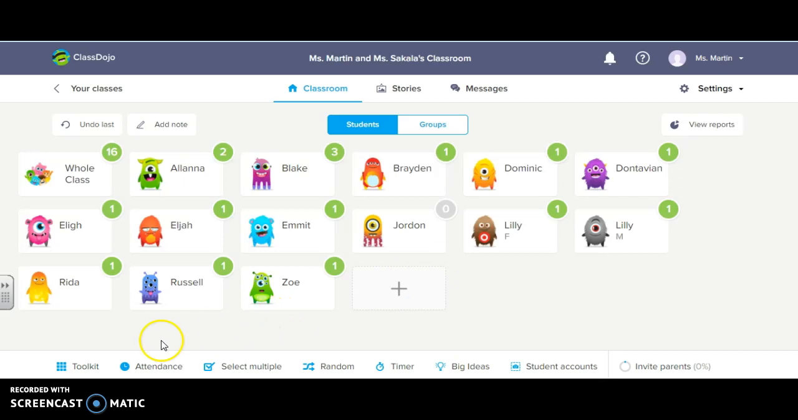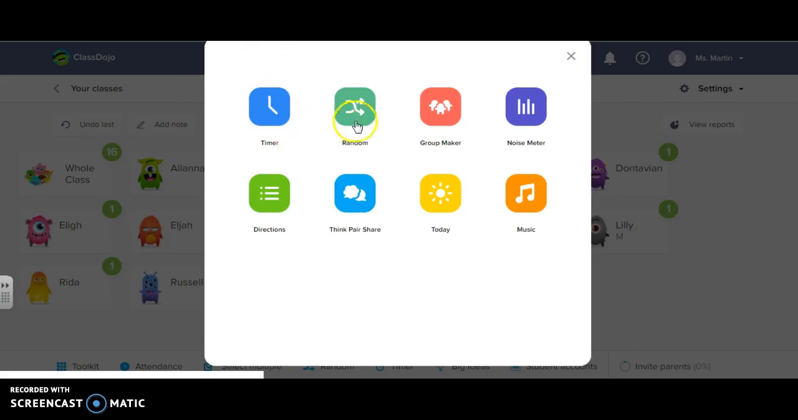So with this, it's great because you can go here and you can go into a toolkit, so you can have a timer, you can randomize the selection of students, or randomize where they are in the lineup. You can have a group maker, so it makes groups for you, so you don't have to. A noise meter, so that you can see how loud your classroom is. You can put your directions right on the board, like think, pair, share today, and you can have music.